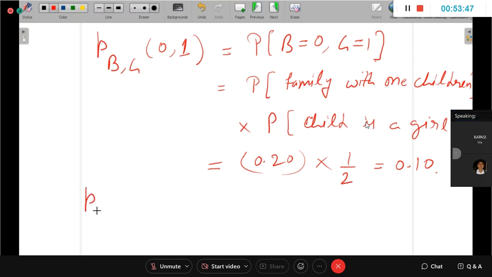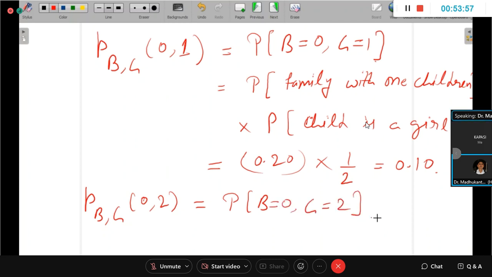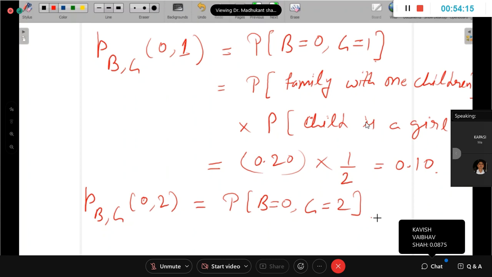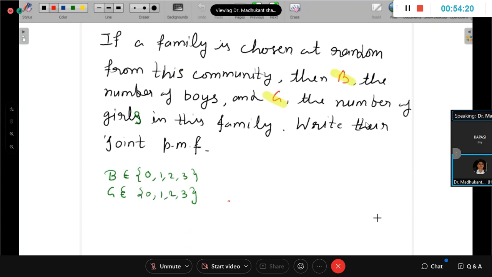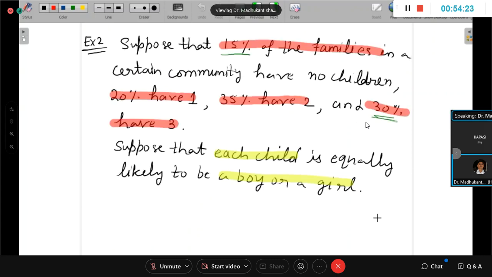Now let's take the probability of B comma G with 0 comma 2, which means B equals 0, G equals 2. That's 35 by 400. How will you read this? So this is surely a family with 2 children, that's 35%.